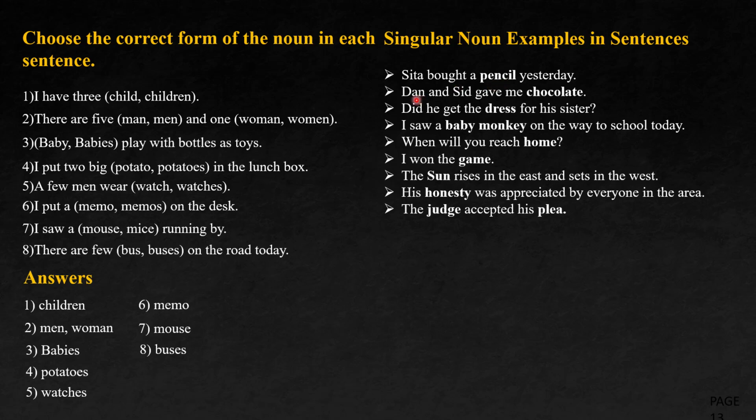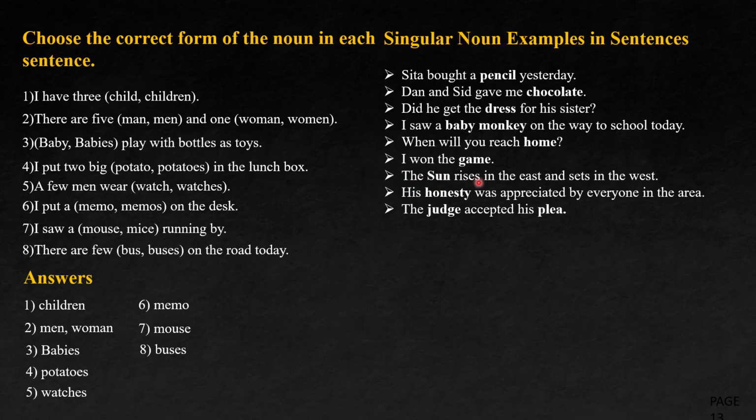Okay, now Dan and Sid gave me chocolate. So now, did he get the dress? The dress for his sister? That's the question. I saw a baby monkey on the way to school today. When will you reach home? Right? I won the game.